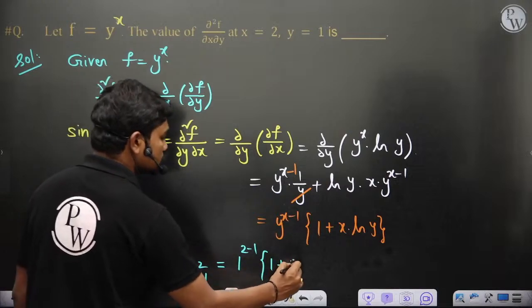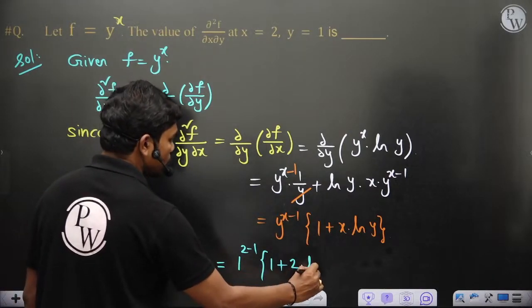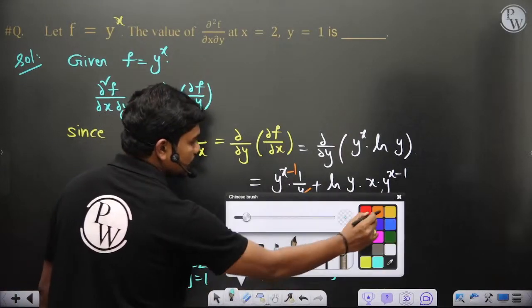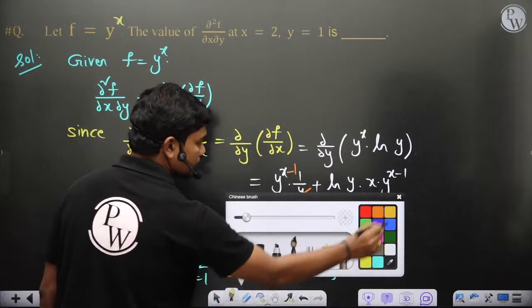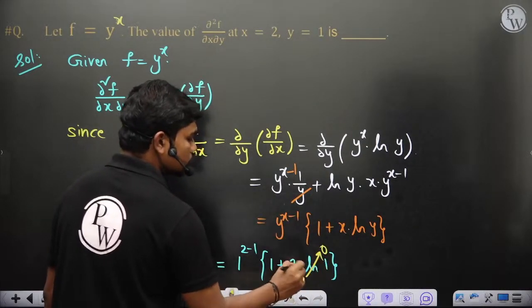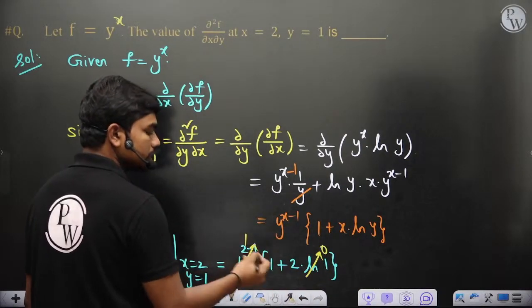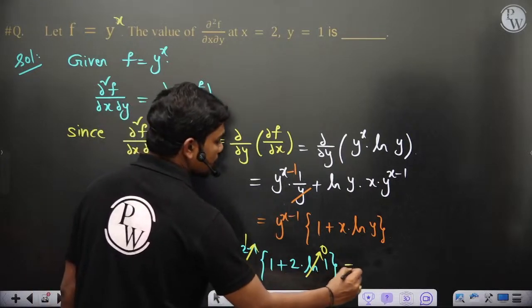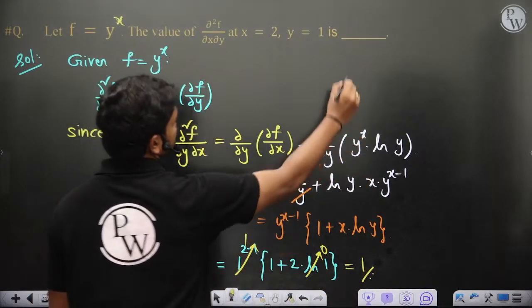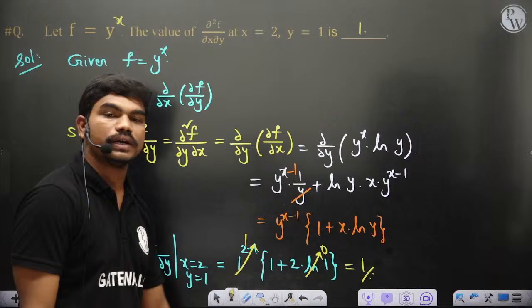So what is the value of x? 2 times ln 1 actually. Okay, so this is the value. ln 1 is 0, of course. So 0 into 2 is 0. This is 1, again 1 power 1 is 1. So 1 into 1 plus 0. So the answer is 1. Okay, so 1 is the correct answer.